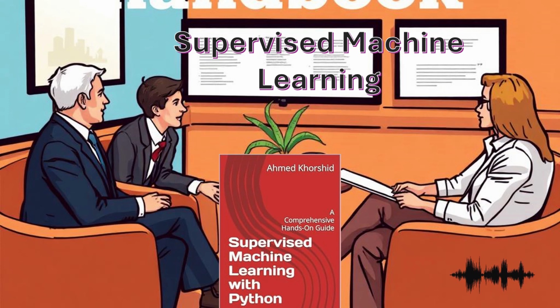Why are those so important? Because they give you a much more nuanced view of performance, especially if your classes are imbalanced, like detecting rare diseases, where just being accurate overall isn't good enough. You need to know how well you're catching the rare cases.